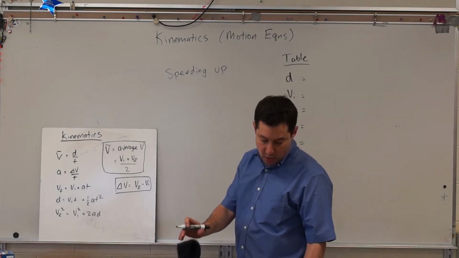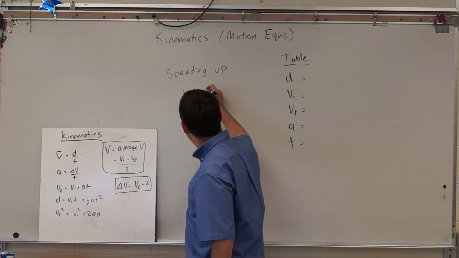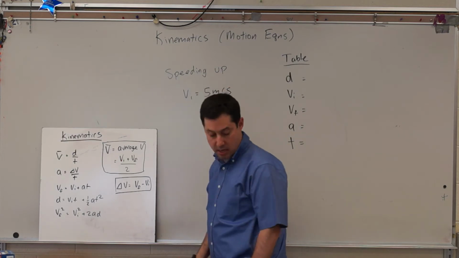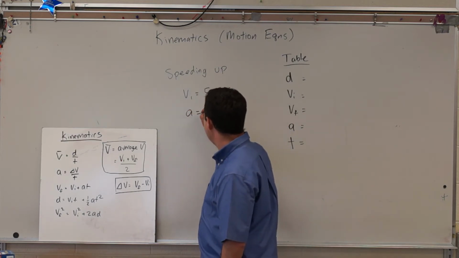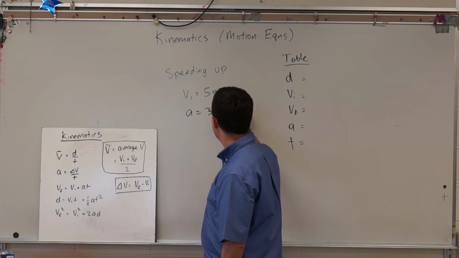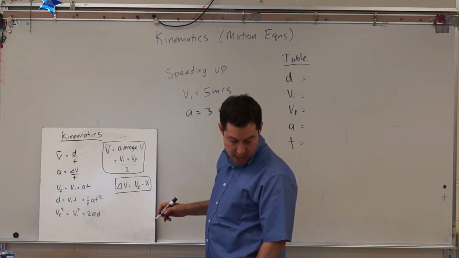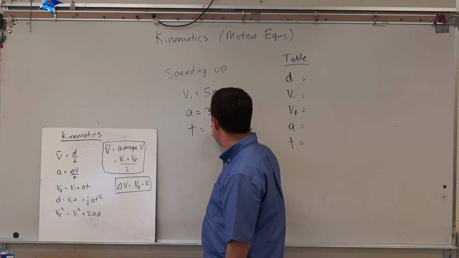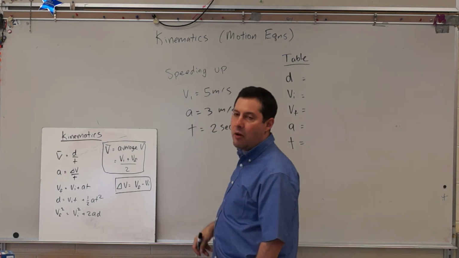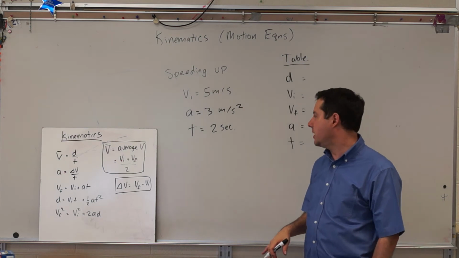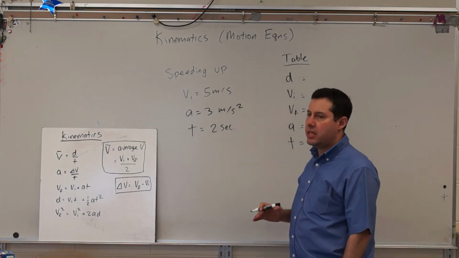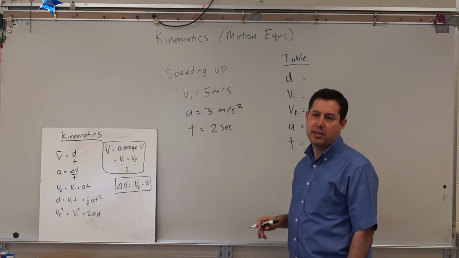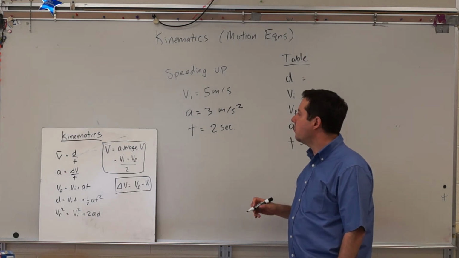And you know that you're going at an initial speed of 5 meters per second. You know that your acceleration is 3 meters per second squared. And let's say your time is 2 seconds. You want to know how fast you are going after 2 seconds. You could start with the same situation and change the time to 4 seconds, and it would just tell you how fast you are going at 4 seconds.